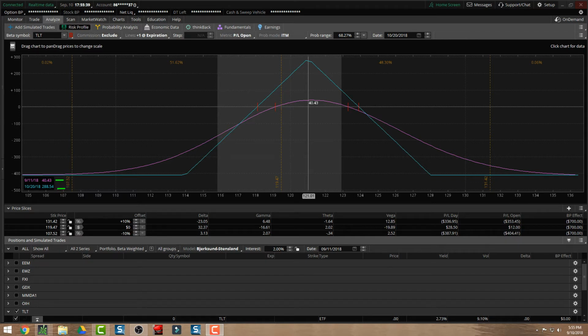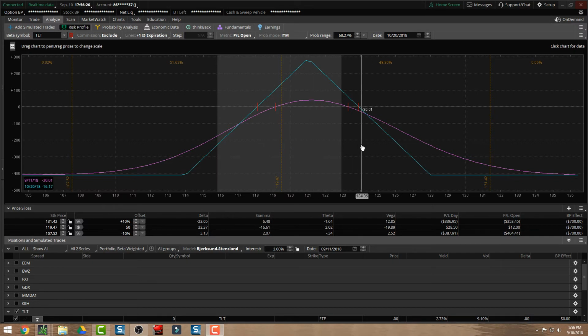A couple other things I want to point out here is these little red lines. And these little red lines are break-even points. So we have red lines on the purple, and we have red lines on the green. So on the green, this would be our break-even points at expiration, and on the purple would be our break-even points as of today. So it's just helpful to know where our break-even points are.